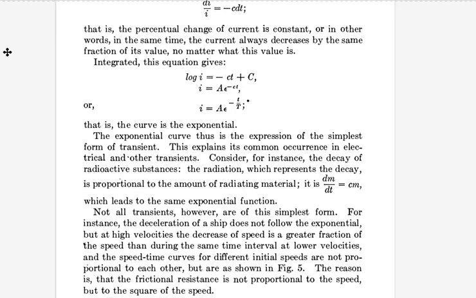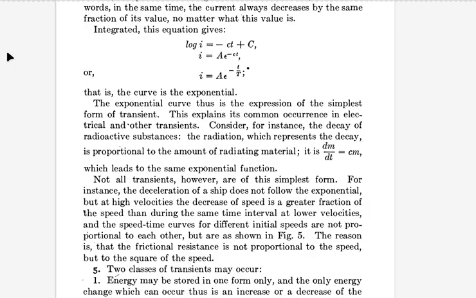This explains its common occurrence in electrical and other transients. Consider, for instance, the decay of radioactive substances. The radiation, which represents the decay, is proportional to the amount of radiating material. It is dm over dt equals c times m, which leads to the same exponential function.